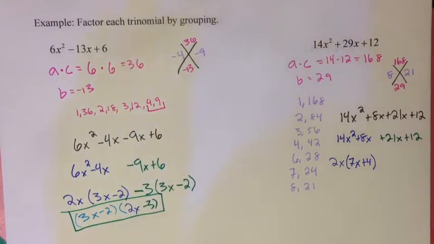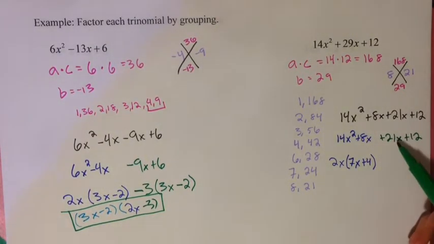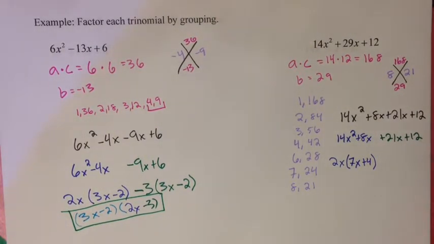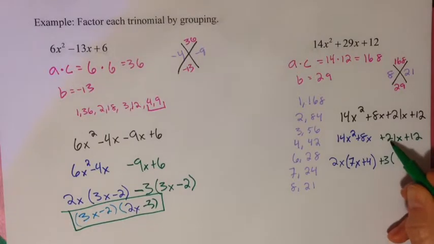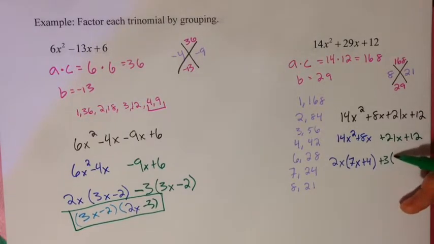Now I move on and look at my second term. I've got a 21x plus 12, and the only thing that I see in common there is a 3. So I'm going to factor out a 3. When I take a 3 out of 21x, I'm left with 7x, and when I take out a 3 from 12, I'm left with 4.